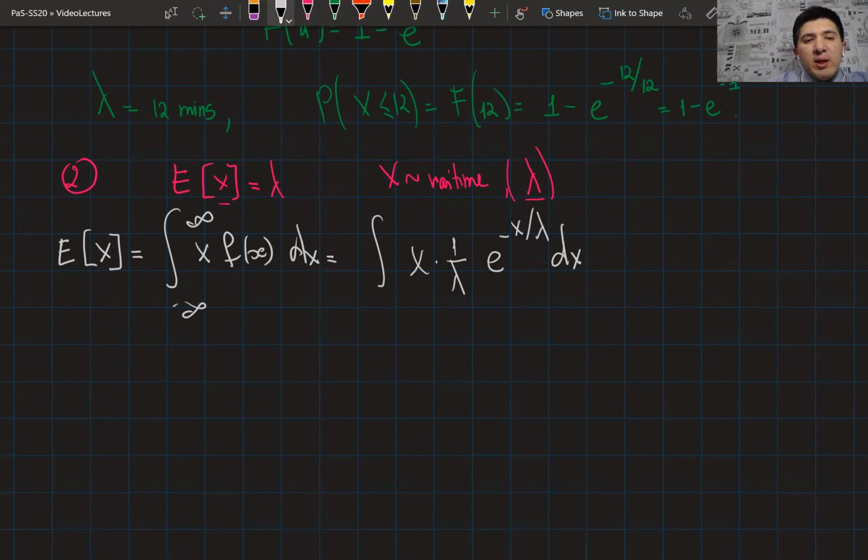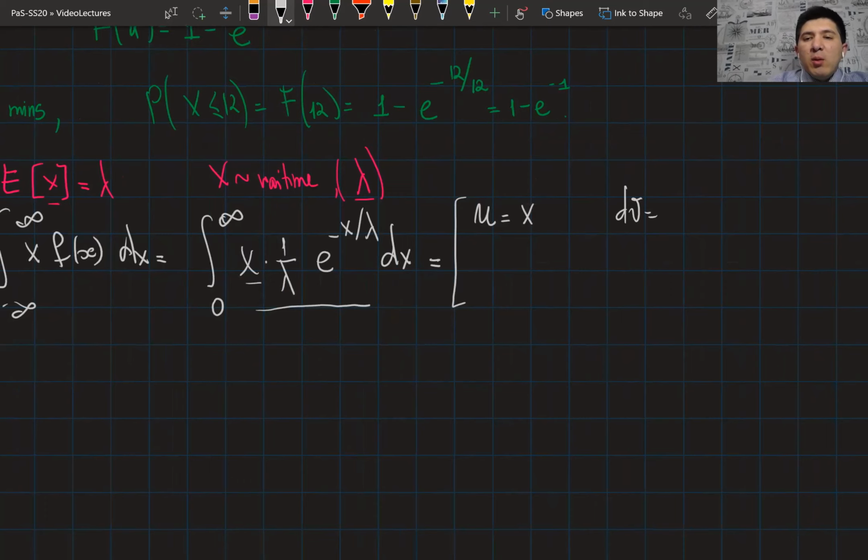So I have to integrate this from 0 to infinity, because the x, which is the waiting time, cannot be negative. This is slightly different from before. Before, the integration was very simple because I didn't have this x. Now we have this x, so we have to use the so-called integration by parts method in order to integrate this.